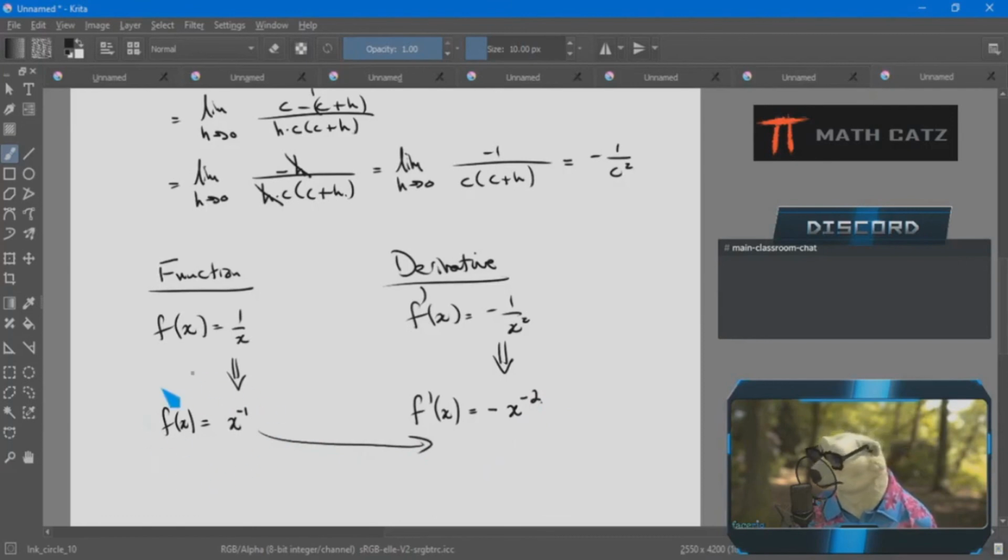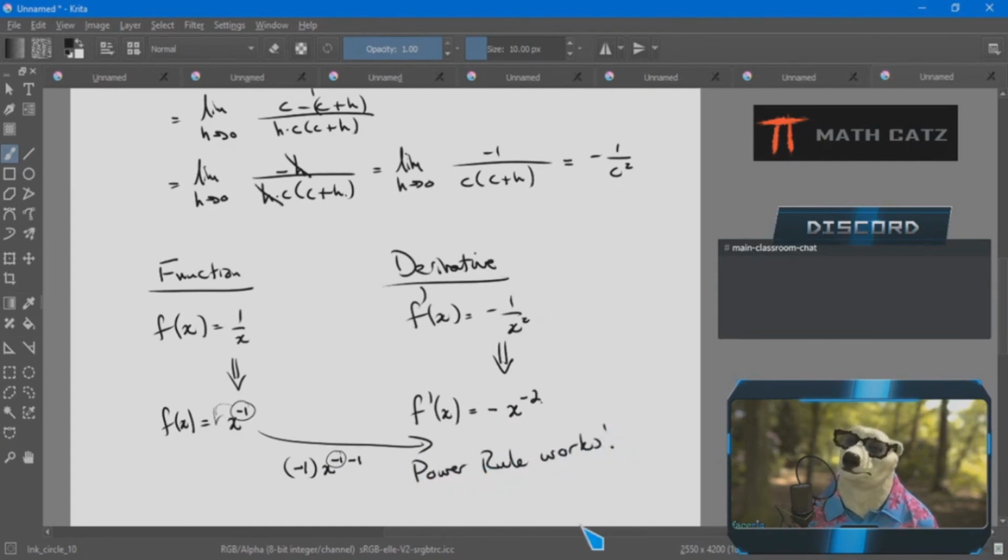So if I take this version of the function, I move the negative 1 to the front. The new power of x is 1 less. I do get that. So the power rule still works. So really, even though the basic functions were fundamentally different, from polynomials to rational functions potentially, the power rule handles them all in their basic simple form.